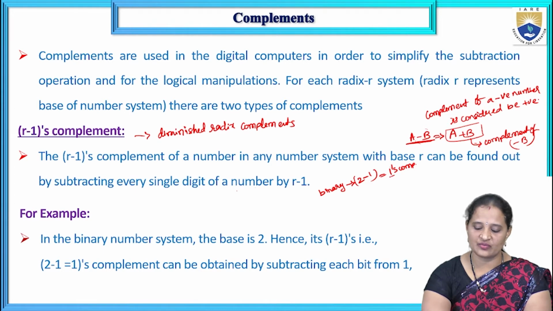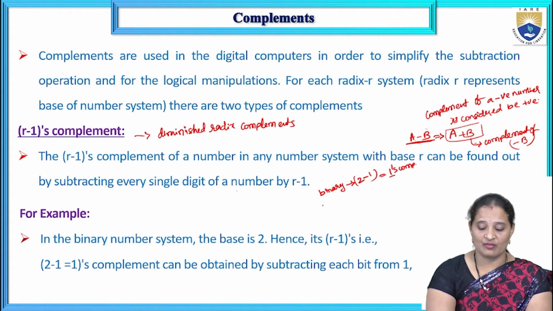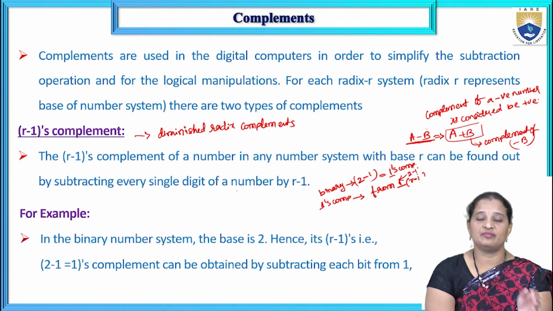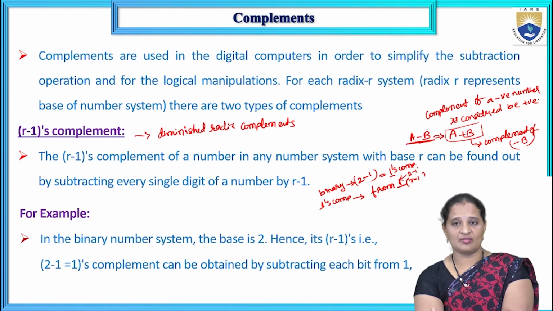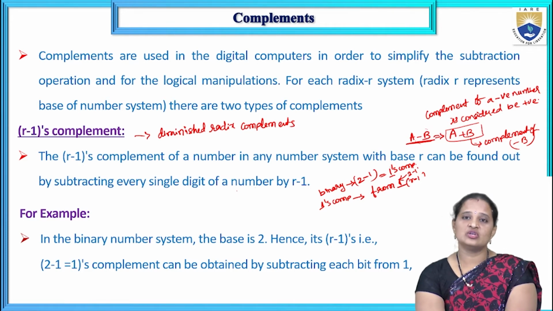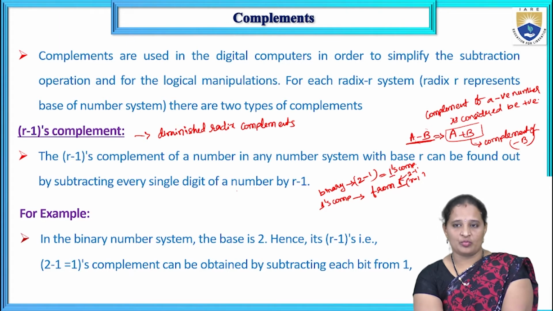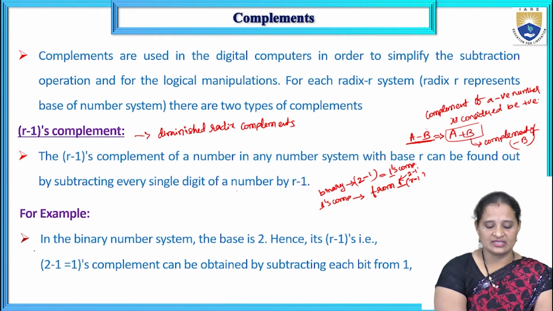So what is r minus 1? It is 1. So a binary 1's complement can be obtained by subtracting each digit of the given binary number from 1, where 1 is nothing but r minus 1, which is 2 minus 1. That means each digit of the given binary number should be subtracted from 1, so that the 1's complement of a binary number can be obtained. Okay, so that is the example.